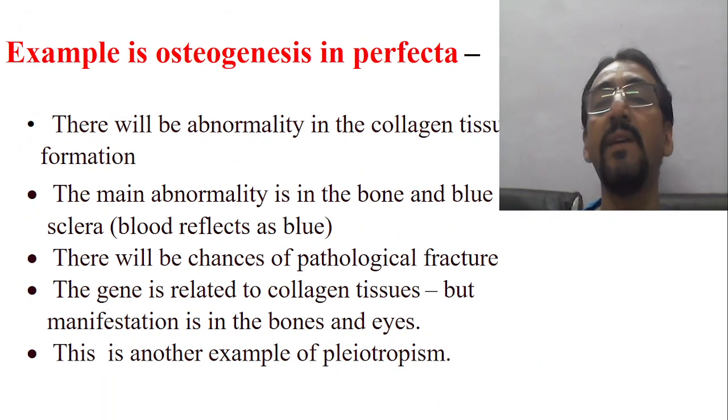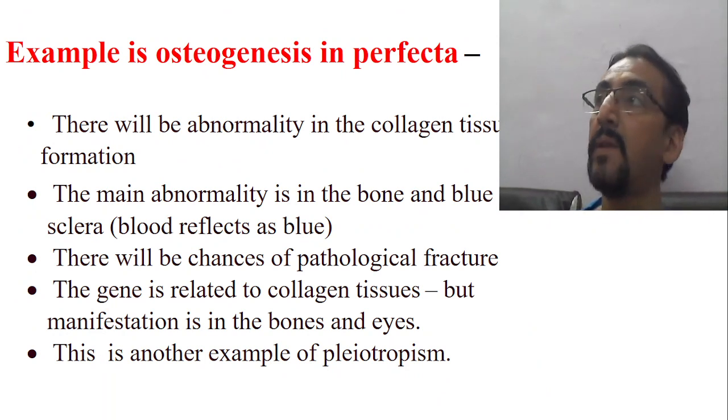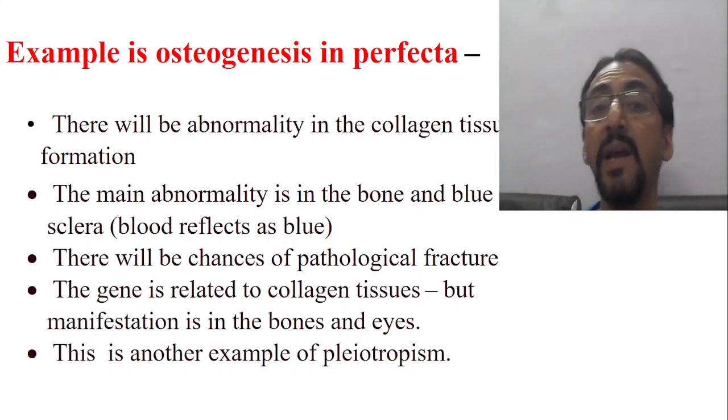If you want another example, take osteogenesis imperfecta. Osteogenesis imperfecta is again a skeletal problem, but actually the problem is with the collagen tissues.